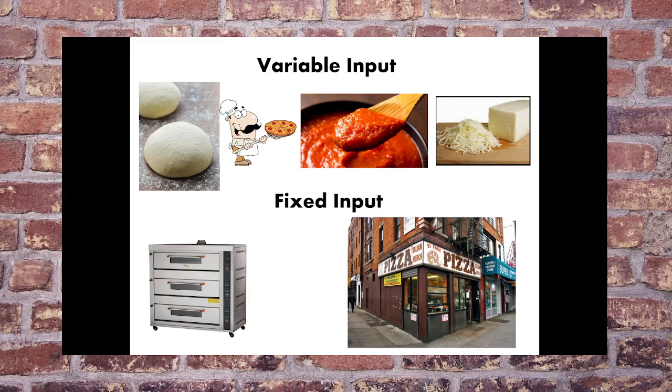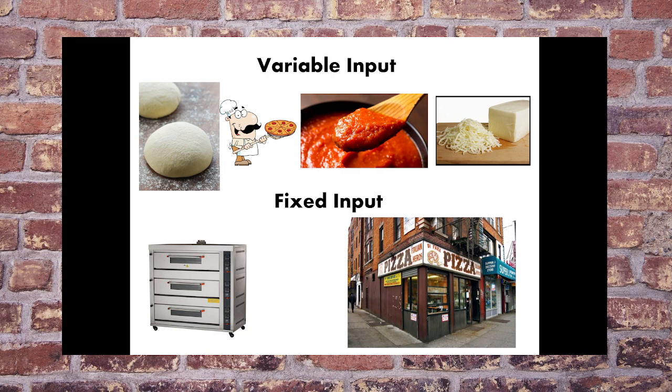Then on the bottom we have what's called a fixed input, which you see I have capital. I have the oven and then I have the store. These two do not matter whether I produce pizza or not. They are there. They're going to sit there and do nothing if I'm producing no pizza, and they're going to do a lot if I'm producing a lot of pizza. So these ones they don't care whether we're producing or not. Fixed inputs have no relationship to production.